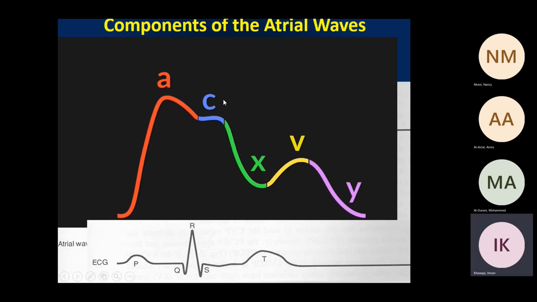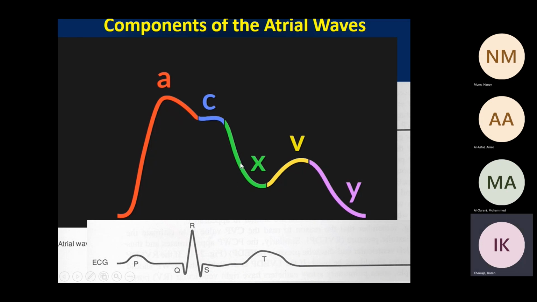Okay, this is the CVP, the typical components that you are familiar with. So you have the 3 peaks, and you have 2 descents. The A, C, and V are the positive waves, and then the X and the Y are the negative ones. And like I said, the A wave comes after the PR interval here. The A wave is the contraction of the atrium. The C wave will correlate with the R wave here.